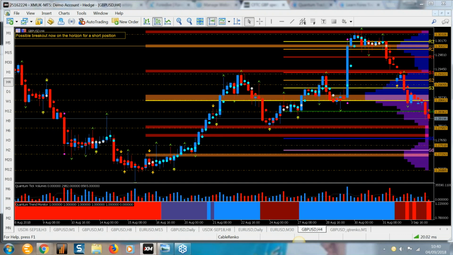Now, with the British pound, obviously, what's always been in the background for the last 2 years now since the original vote, there's obviously Brexit.